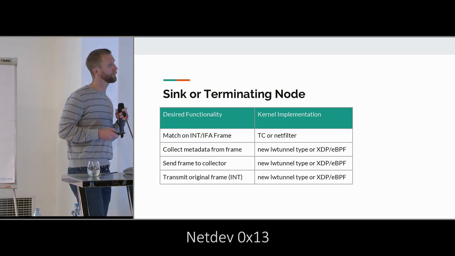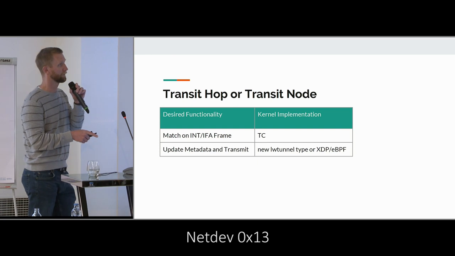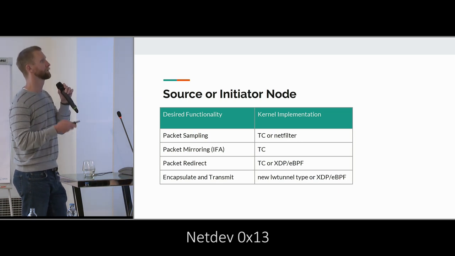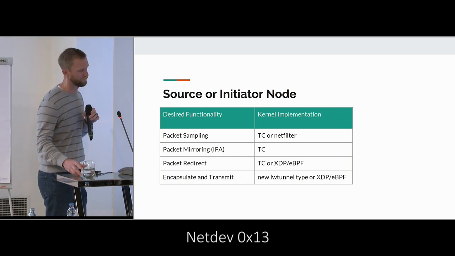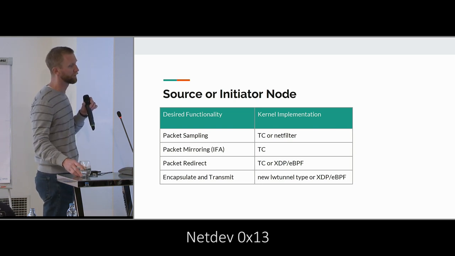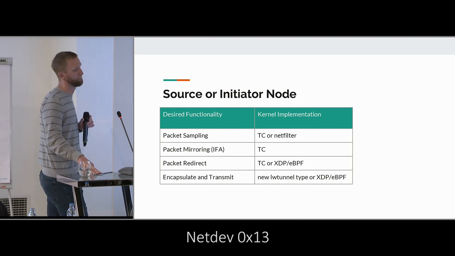Can you go to the slide? Which node is the one that adds the telemetry? The transit node, or the transit hop, is the one that... I'm sorry, repeat your question. Which one is the node that actually adds the telemetry data? So the transit hop adds it along the way. The source node or the initiator node is the one that does the sampling of the traffic and decides to add the instructions. Yes, this one. So how do you suggest to model the adding of the instruction? By a lightweight tunnel? Yes. Because if you do the matching in TC, you can also add the tunnel in TC, no?